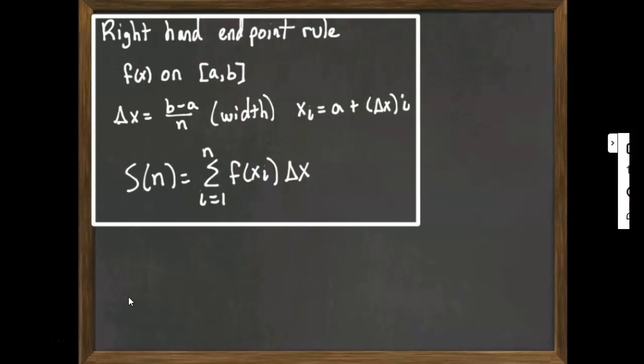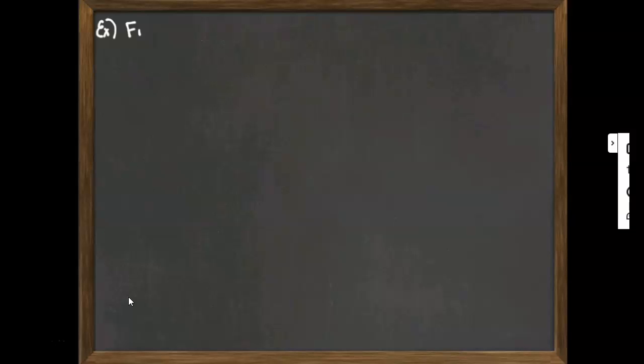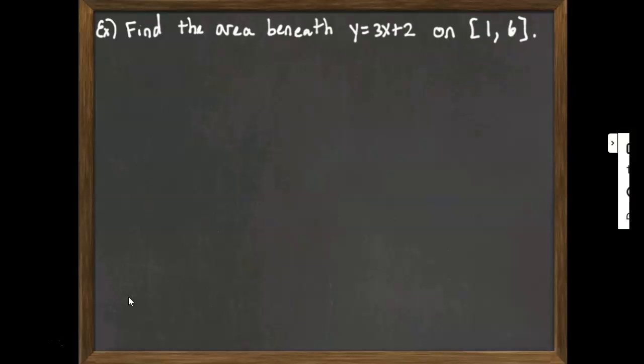So we want to take a look at using this to compute the area beneath a function now. Let's say we want to find the area beneath y equals 3x plus 2 on the interval from 1 to 6. Since 3x plus 2 is a straight line, you could graph it and you'll get a trapezoidal shape. But we want to use our sum approach to do this.